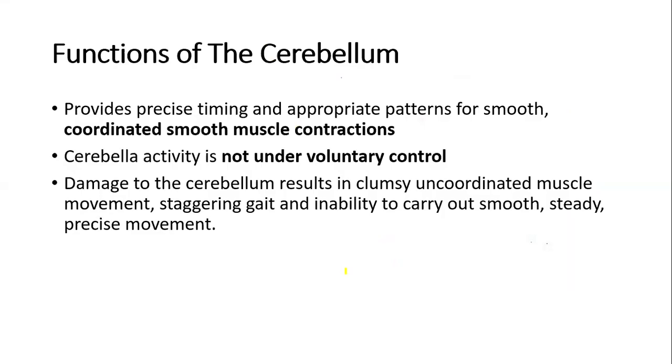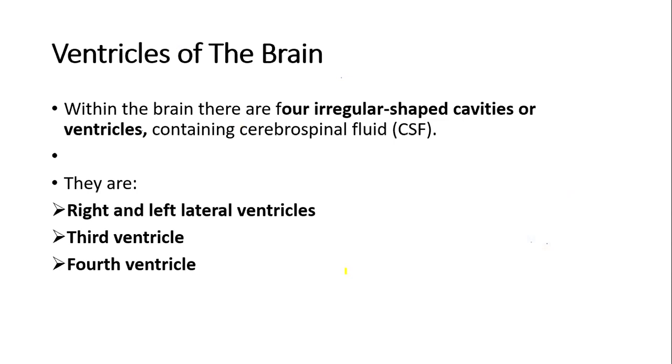The cerebellum coordinates smooth muscle contractions. Cerebellar activity is not under voluntary control; it is involuntary. Damage to the cerebellum results in clumsy and uncoordinated muscle movement, staggering gait, and inability to carry out smooth, steady, precise movement, because it is the organ for balance.